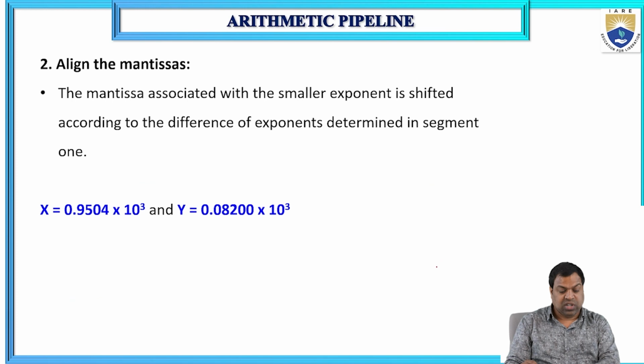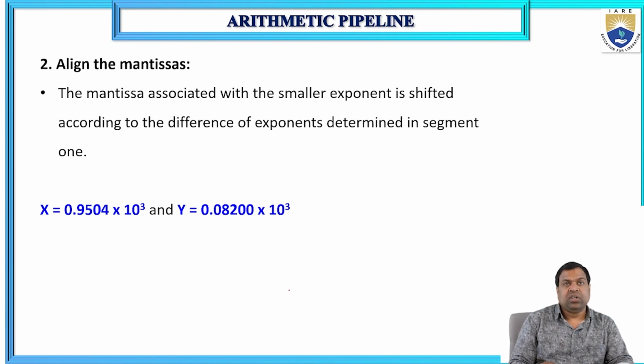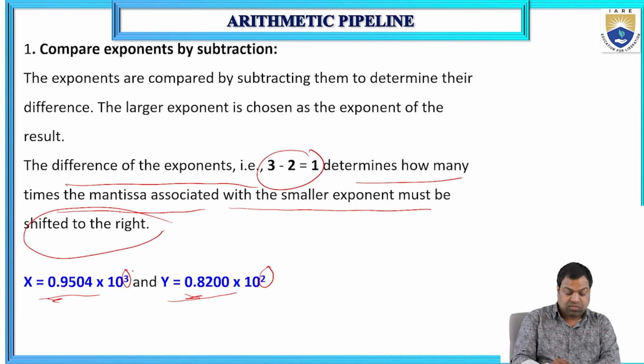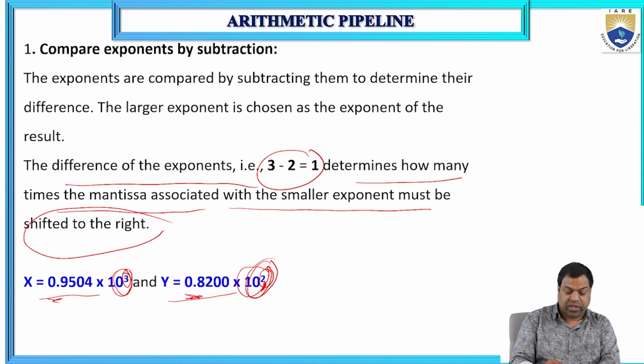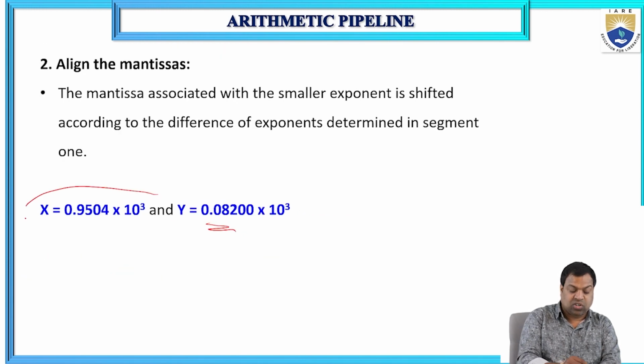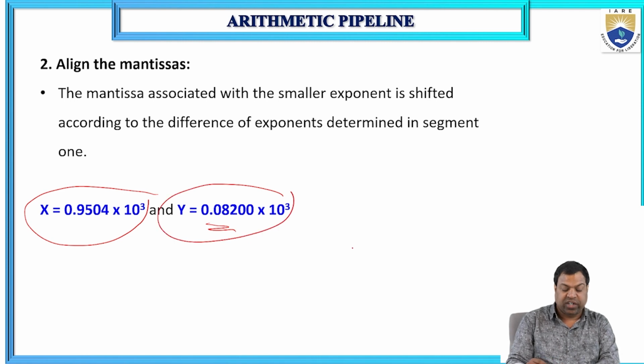So okay, we will discuss now. And align the mantissa. The mantissa associated with the smaller exponent is shifted according to the difference of exponents determined in the segment. X equal to 0.9504 into 10 cube, y equal to 0.08 into 10 cube. So it is a 10 cube and a 10 square. That is the reason I changed it to 10 cube. How is it changed? 10 square is changed to 10 cube means I'm shifting one digit, 0.8 becomes 0.08. So x equal to 0.95 and y equal to 0.08 into 10 cube.